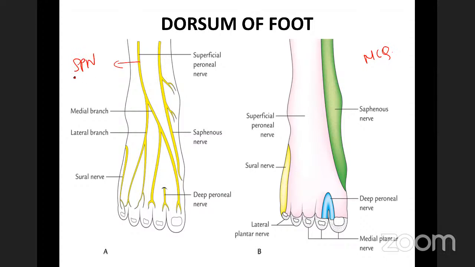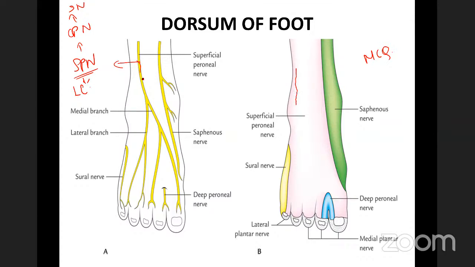This superficial peroneal nerve, as you all know, is a branch of the common peroneal nerve, which in turn is a branch of the sciatic nerve. Now, superficial peroneal nerve, you already know by now, innervates the lateral compartment of the lower limb. It becomes cutaneous in the lower third of the leg. It pierces the deep fascia and becomes cutaneous.